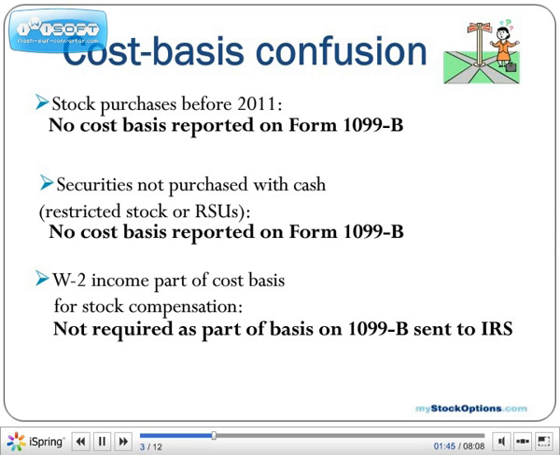And the third situation is where you're selling stock and the W-2 income from stock compensation, such as from a stock option exercise or from an ESPP purchase, is not appearing as part of your cost basis because it's not required. And you have to know how to make an adjustment in that situation in the cost basis. So to avoid overpaying your taxes, you have to understand these three situations where you may face cost basis confusion.